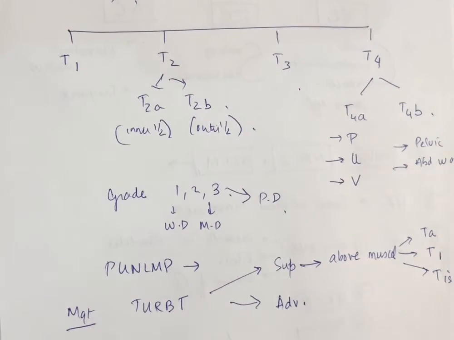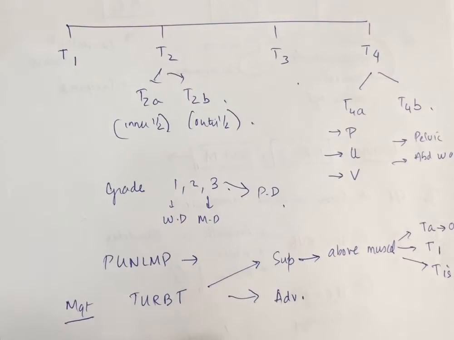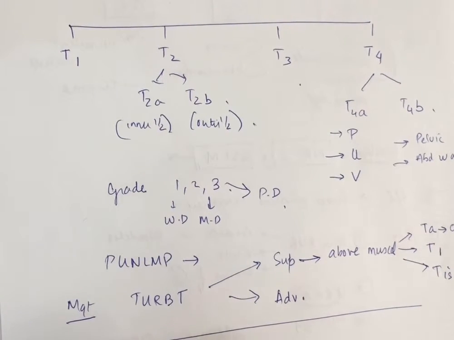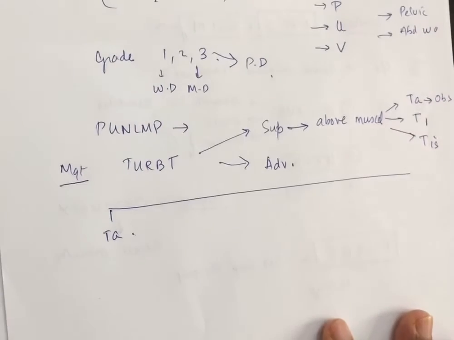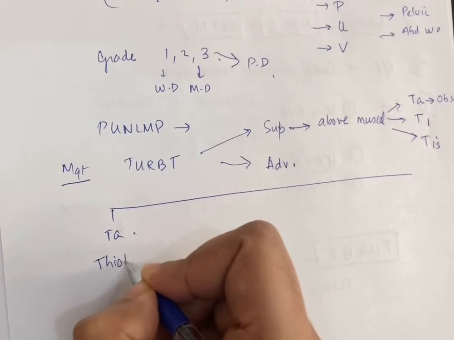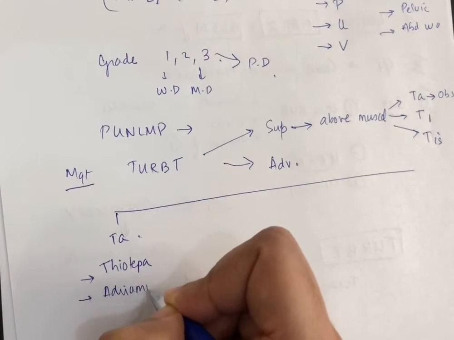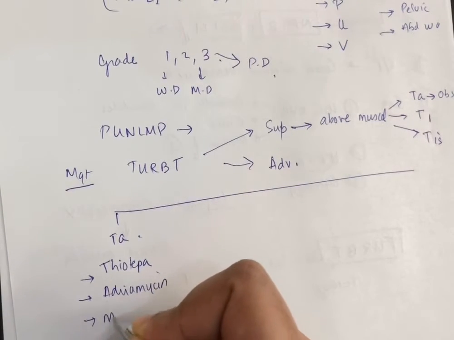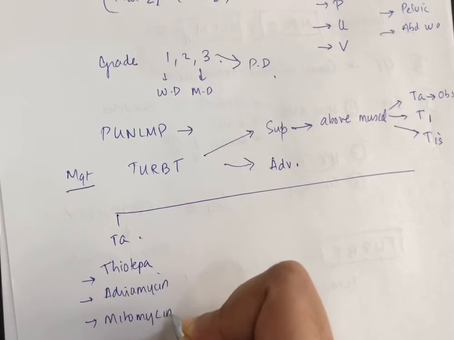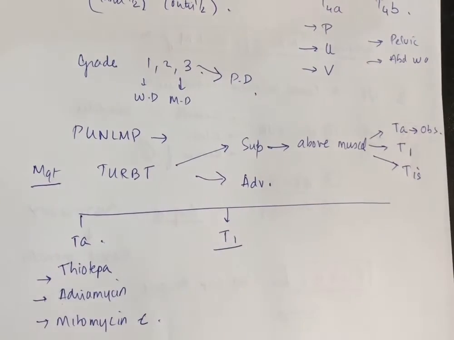If it is Ta, Ta is what we said, it is non-invasive. So here what you can do is observation, and for Ta you can do a single intravesical chemotherapy of thiotepa, then adriamycin, and mitomycin C.